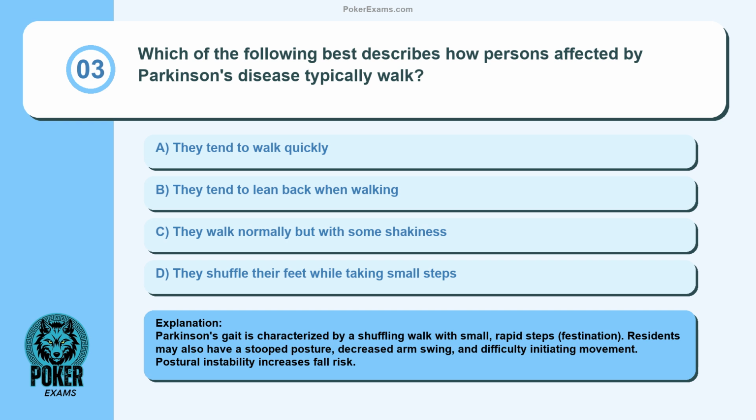Parkinson's gait is characterized by a shuffling walk with small, rapid steps, called festination. Residents may also have a stooped posture, decreased arm swing, and difficulty initiating movement. Postural instability increases fall risk.